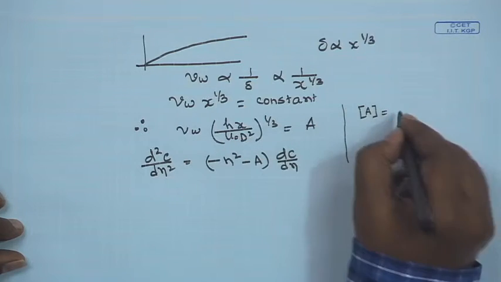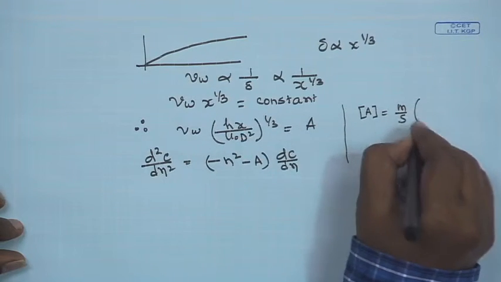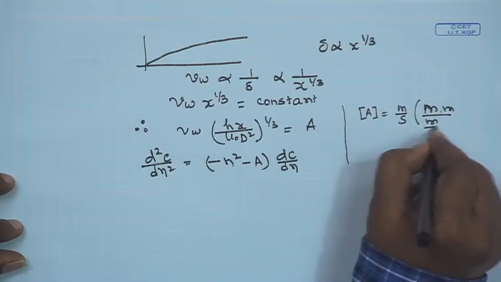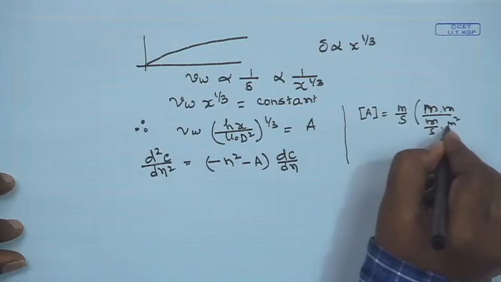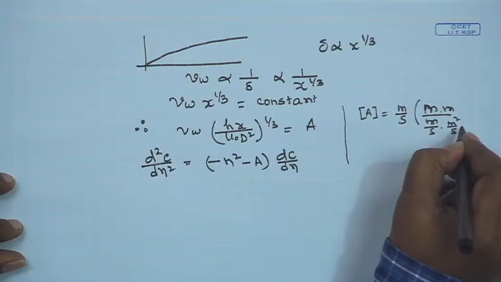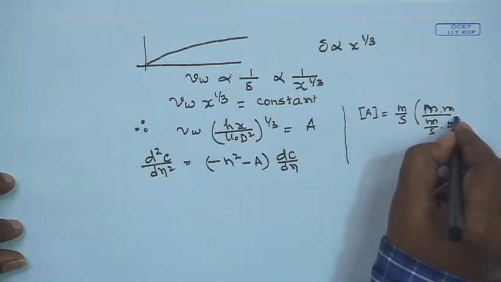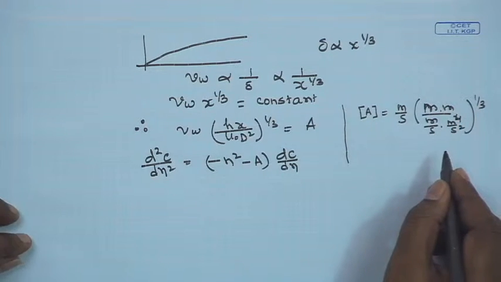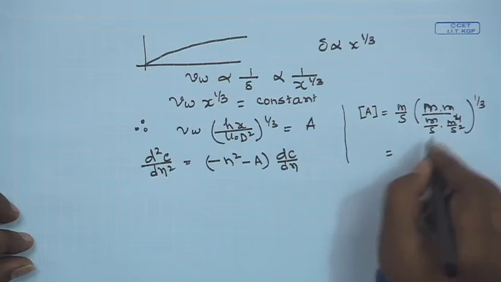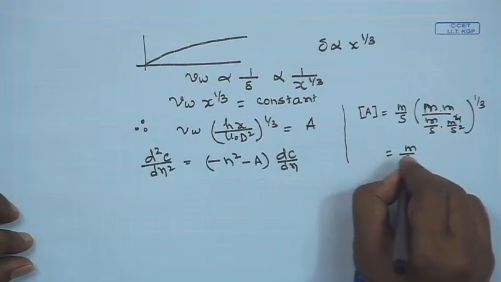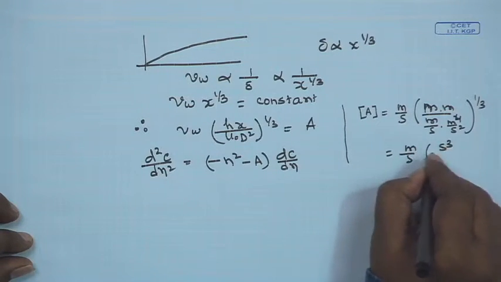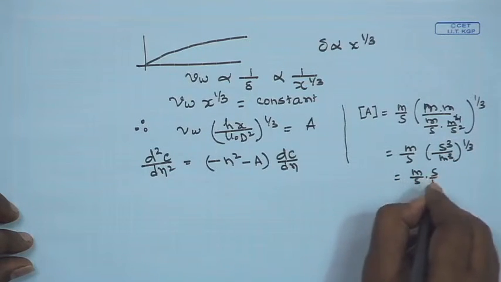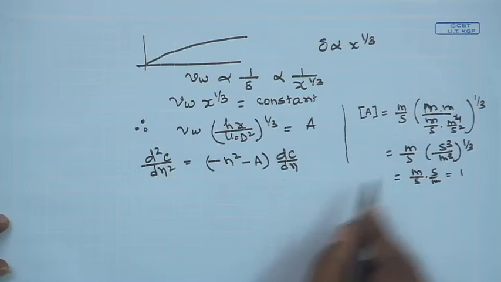What is the dimension of V w? The dimension of V w is meter per second, h is in meter, x is in meter, u0 is in meter per second, and d is in meter square per second. So, it will be (meter to the power 4 second square) raised to the power 1 upon 3. So, this becomes meter per second, and this will be (second cube by meter cube) to the power 1 upon 3. So, this will be meter by second into second by meter. So, it will be dimensionless. So, they will be cancelling out.